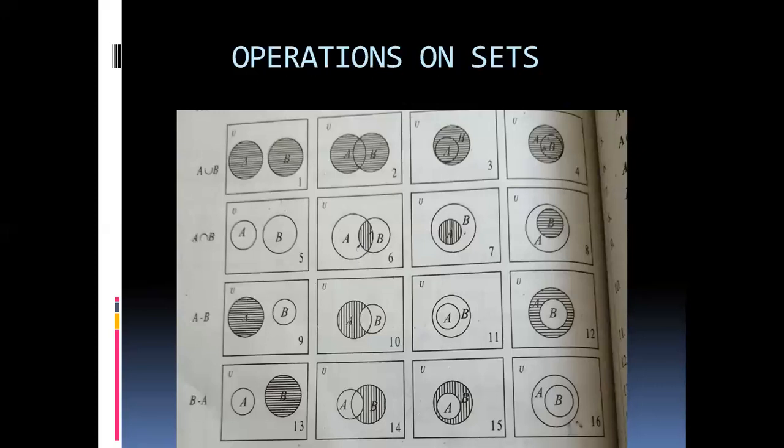First, A union B. So we shade the whole circles, both of them. Then A intersection B, so we shade the smaller set B. Then A minus B. Now in this condition, see diagrams 11 and 12, there is a difference between 11 and 12. What? There is no shaded area in 11 because A is a subset of B. And in 12, B is a subset of A. So when we are finding A minus B, all those elements of A which are not present in B, the common portion is not shaded and the remaining portion of A is shaded.